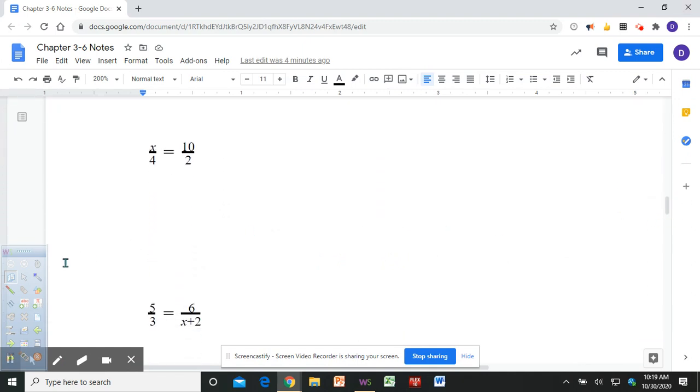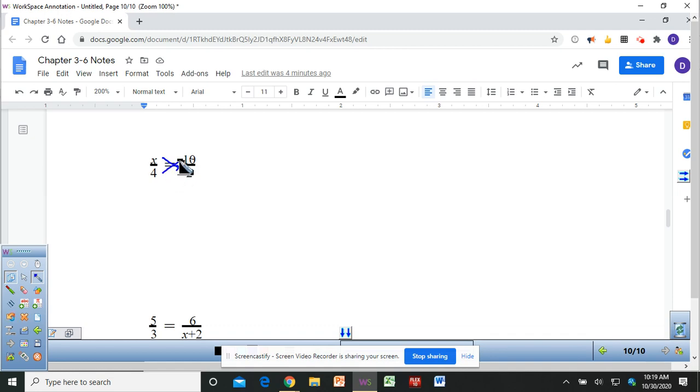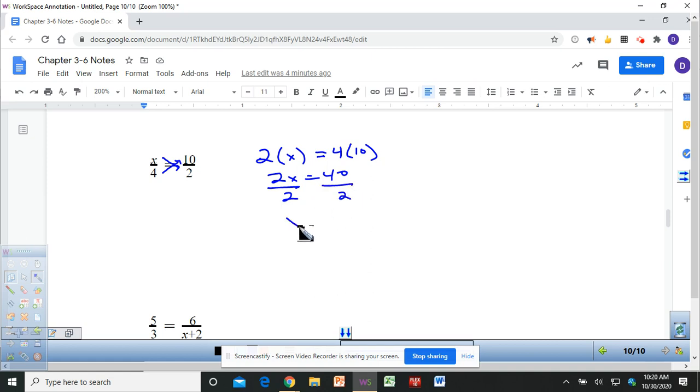Okay, let's try a couple more. So we're going to cross multiply. So I'm going to put this as 2 times x equals 4 times 10. So 2x equals 40. So how do I get rid of multiplying? Divide both sides by 2. x equals 20. So I'd put 20 as my answer.